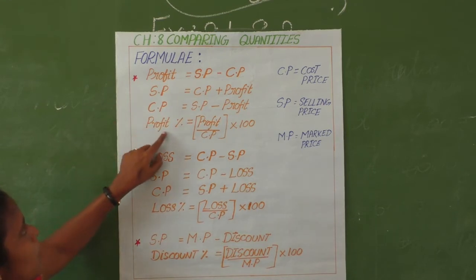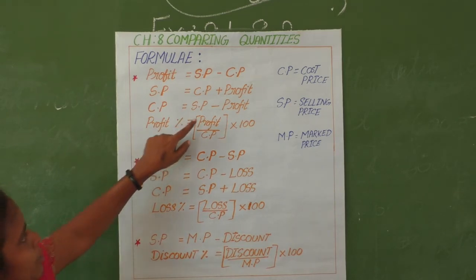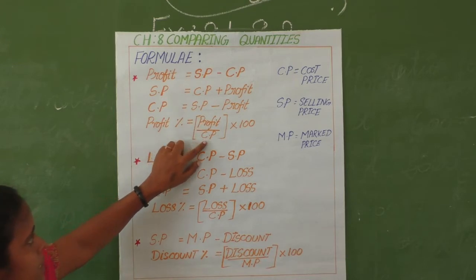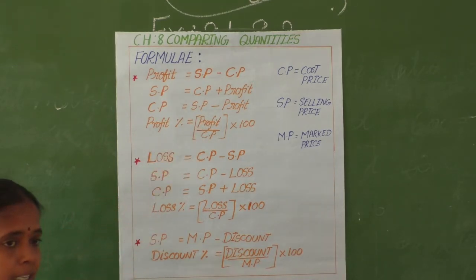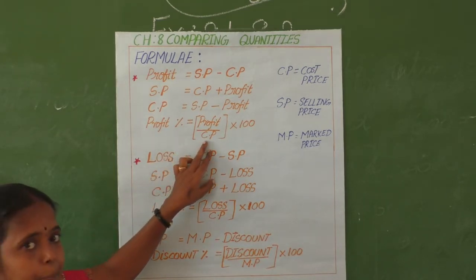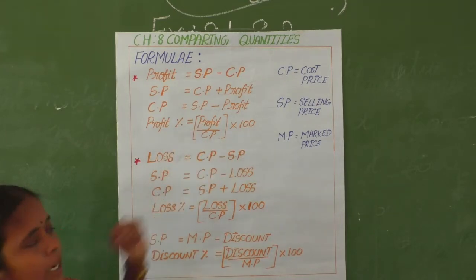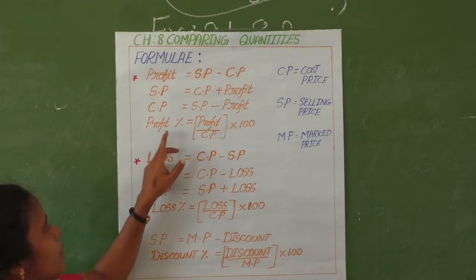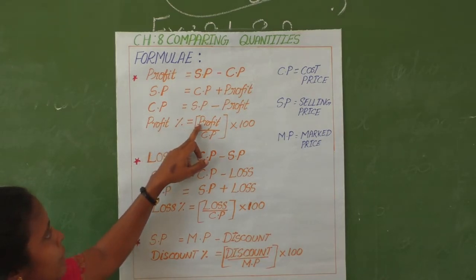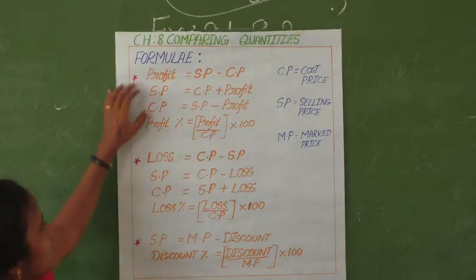Okay, then profit percentage also you have learnt in the last year. What is that formula? Profit amount by cost price. Based on the cost price only you can guess how much is profit. So here you have to consider cost price as the base. So profit amount by cost price into 100%. This is profit based.